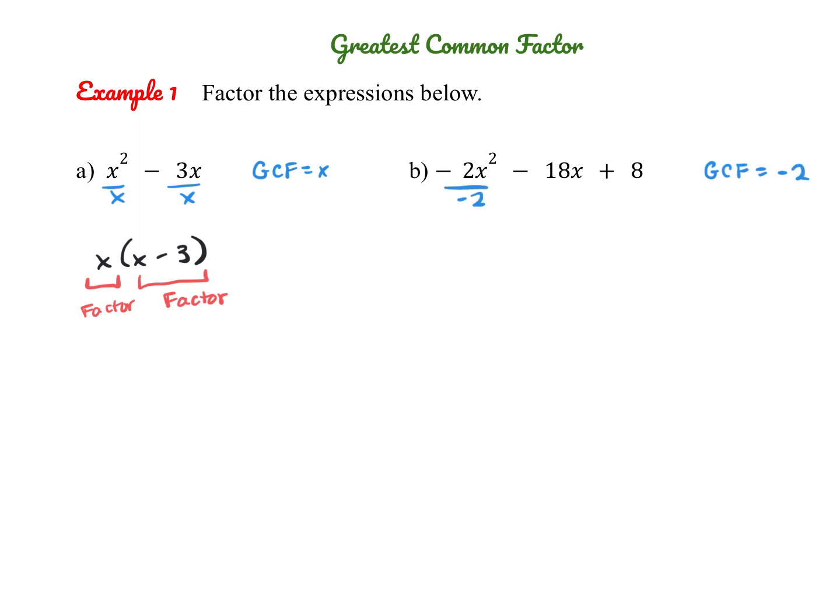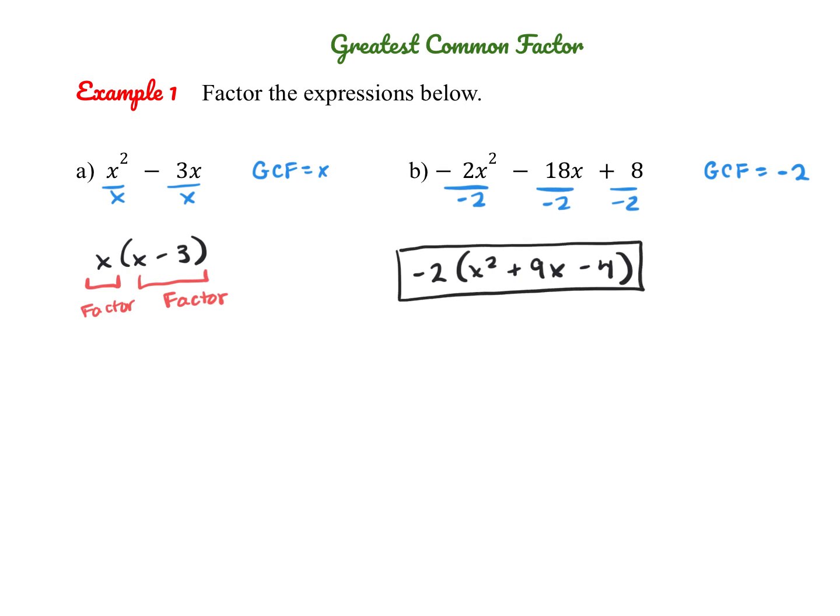So I'm dividing each term by -2, and I'm going to put that factor out front. And then I'm left with positive x squared, and then positive 9x, and then -4. So here we have 2 factors. You could even think of it as 3 factors if you wanted to. You could say -1 is a factor, 2 is a factor, and x squared plus 9x minus 4 is a factor. We'd always look to see if we can factor this expression more. In this case, we can't, so we know that we're done.